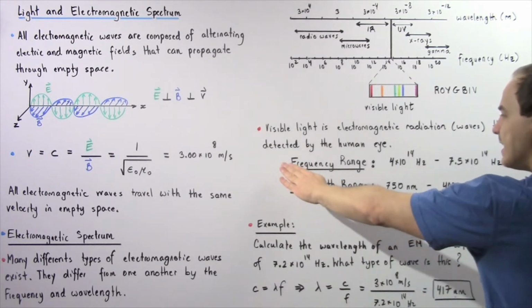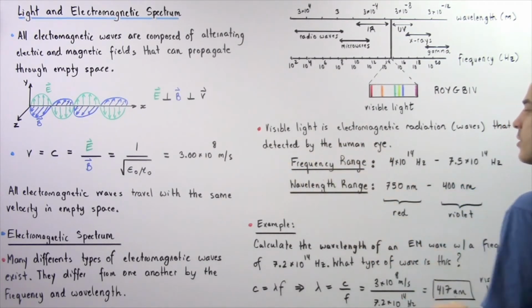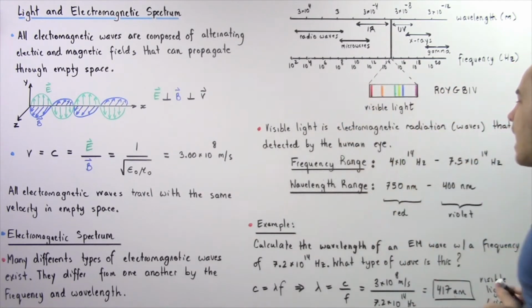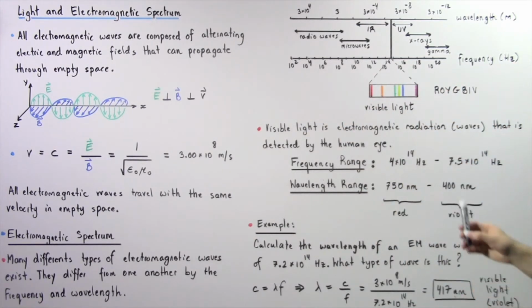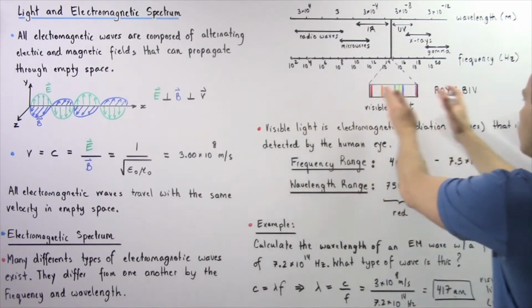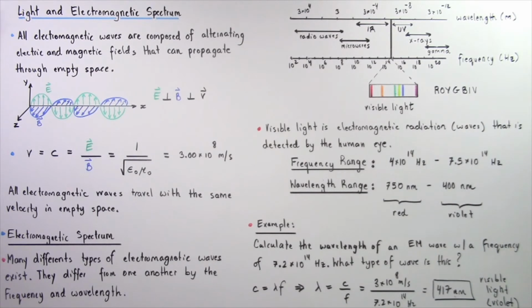What exactly is the frequency and the wavelength range of visible light? We begin with red on the left side, and red has a frequency of about 4 times 10 to the 14 hertz and a wavelength of about 750 nanometers. If we go all the way up to violet, violet has a frequency of about 7.5 times 10 to the 14 hertz and a wavelength of about 400 nanometers.